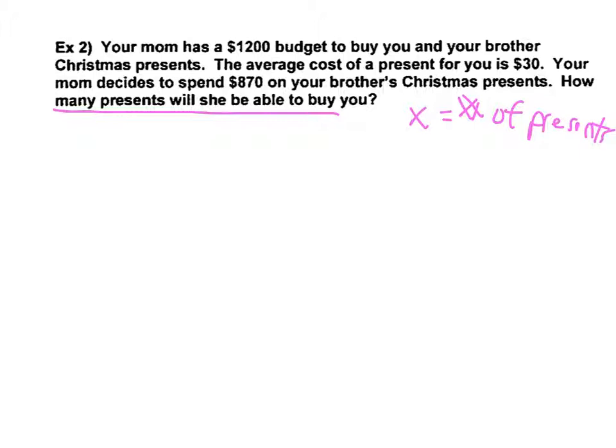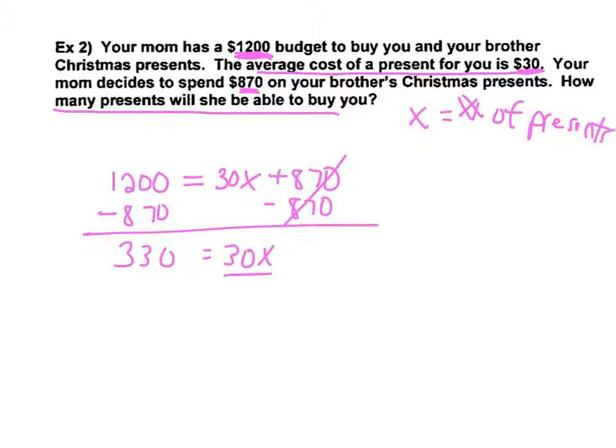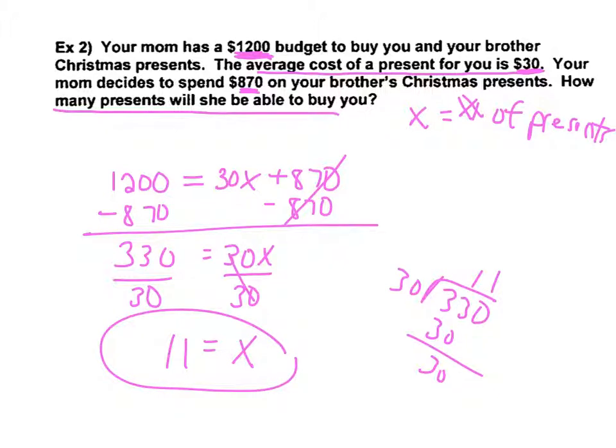And then we need to write an equation. All right, so it says that we have a $1,200 budget. So the total she's going to spend is $1,200. So I'll start with that. So $1,200, that's the money she's going to spend, is going to equal, and it says the average cost of a present is $30. So that means it's 30 times however many presents you're going to get. And then she's already spent $870 on your brother. And then that's your equation. So now all you have to do is subtract $870 from both sides and then divide by 30 to solve. So when I subtract, I get $330, and then I'm going to divide by 30. So I get x is equal to 11. That's how many presents she's going to buy you at an average cost of $30 each. All right, let's do 2 more.